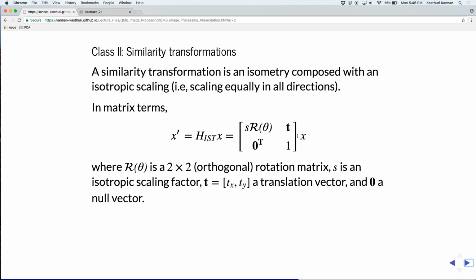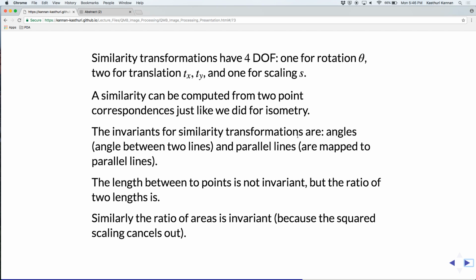The previous had 3 degrees of freedom for rotation and translation. Here there is one more, right? So it has 4 degrees of freedom: 1 for rotation, 2 for translation, and 1 for the scaling factor. And similarity can be computed from 2-point correspondences, just like that. The invariants are angles and parallel lines. The length between the points is not an invariant, but the ratio of the two lengths is.